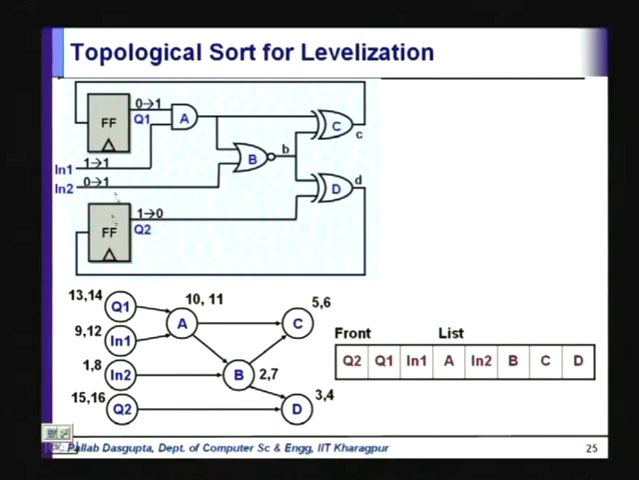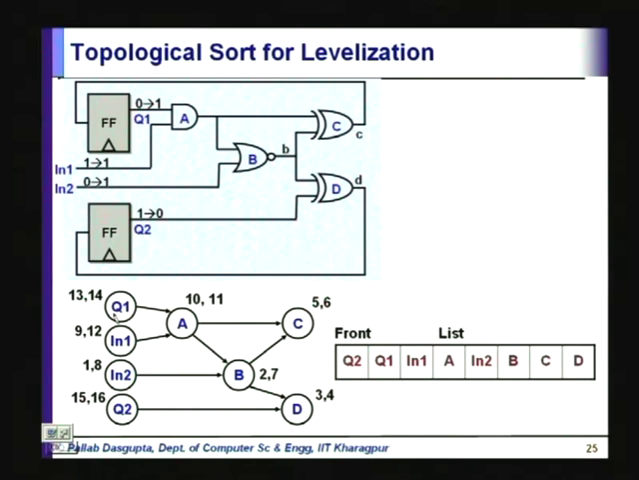We have the outputs of the flops, namely Q1 and Q2, and the inputs to the combinational logic, that is in 1 and in 2. Then we have these gates also. So, we have A, and as you can see, Q1 and in 1 feed into A, and then A fans out to B and C. So, A has fan out to B and C and so on. This is how we draw the graph, and the final stage will have no outgoing edges, because they do not have anything in their fan out.